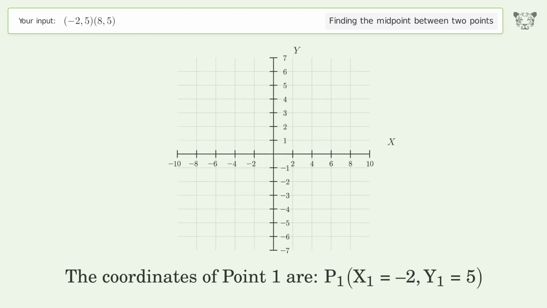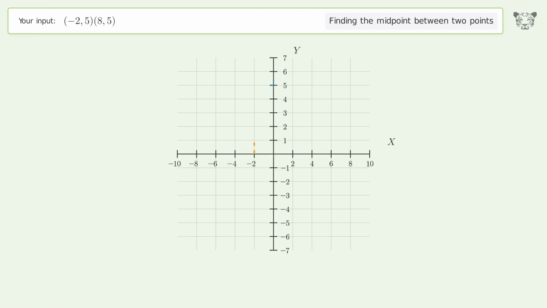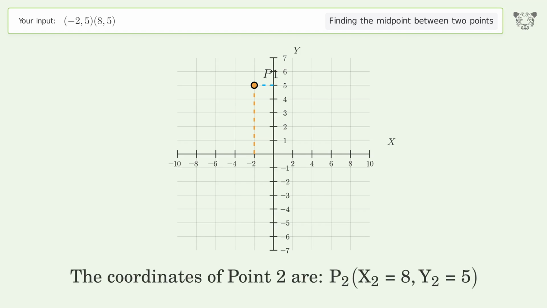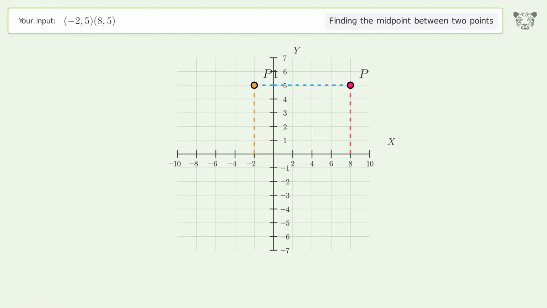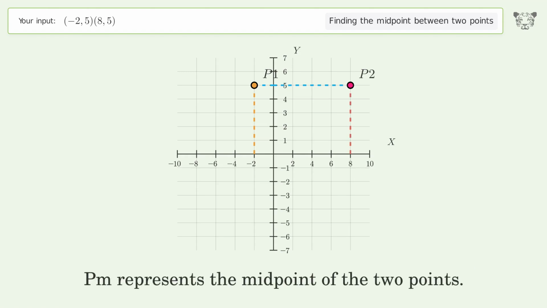The coordinates of point 1 are x1 equals -2, y1 equals 5. The coordinates of point 2 are x2 equals 8, y2 equals 5. PM represents the midpoint of the 2 points.